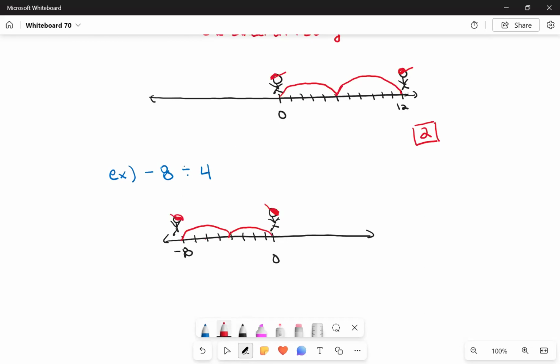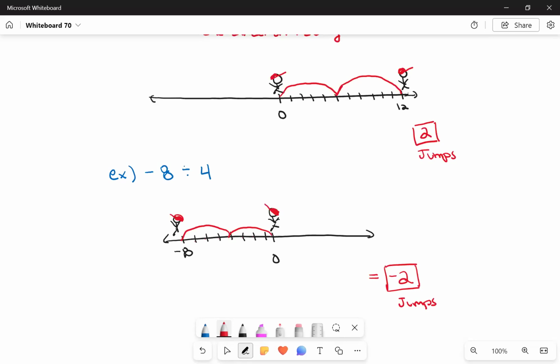Okay, so how many jumps did that take? Well, it took 2 jumps, but my guy is actually facing left, the negative direction. So my final answer is -2. So 2 for how many jumps he took. I should have labeled that up here. 2 jumps. Then the actual direction that the guy is facing in the end gives us the sign.